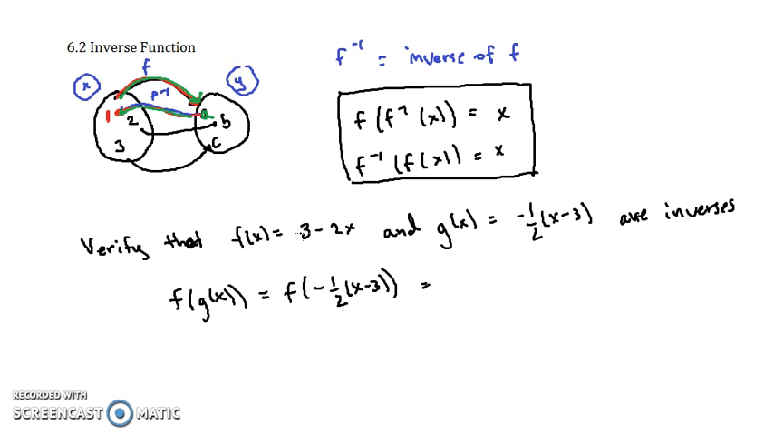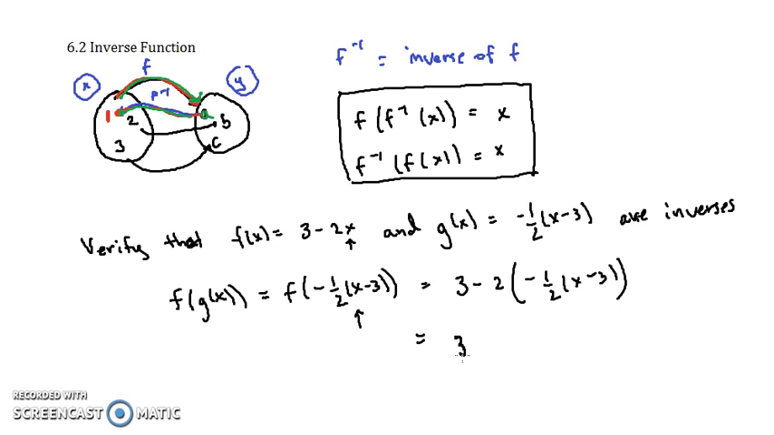Okay, so we're going to take this and put it into f. Anywhere that there was an x is now going to become this, negative 1/2 x minus 3. It might look a little bit cumbersome at first, but you'll see how this works. So this right here is going to be replaced by negative 1/2 x minus 3. Now it's going to be a matter of cleaning this up a good bit.